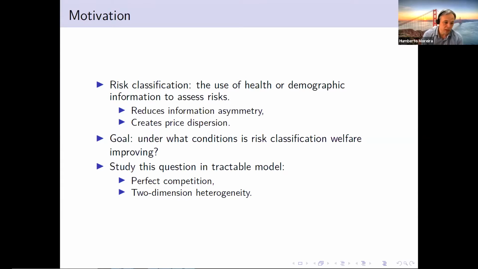In order to do that, we are going to introduce a very parsimonious model to study this kind of question, featuring perfect competition, as in the traditional Rothschild-Stiglitz model. This means that firms act as price takers in the market, and we're going to have only two dimensions of heterogeneity, which we're going to argue is key. The fact that the asymmetric information is two-dimensional is going to be key to provide some analysis in this respect, right?